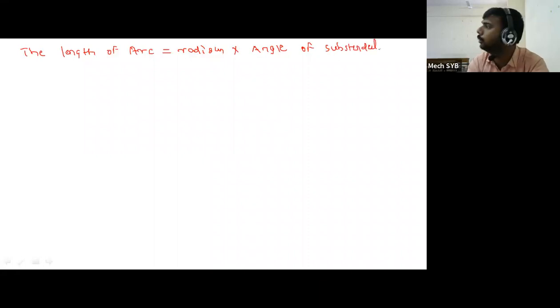Write it somewhere at the top of your notebook. Length of arc is equal to radius into angle subtended. So this formula we have to use for calculating the length of arc E dash F dash and length of arc G dash H dash.